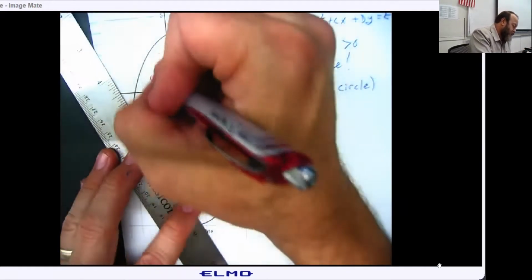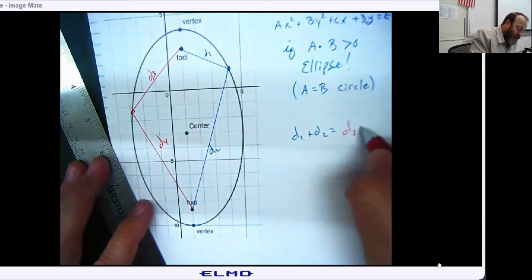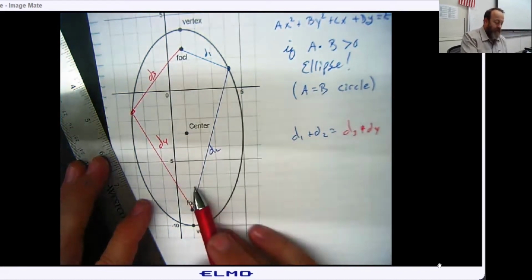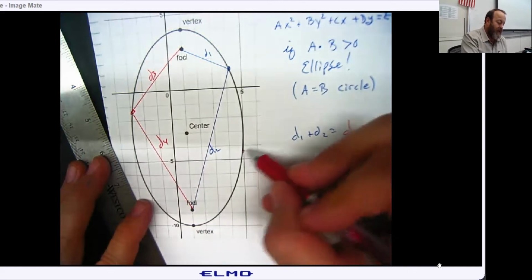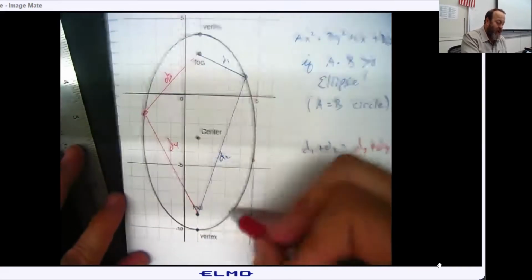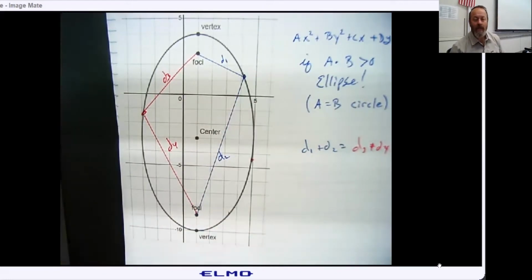As it turns out, what happens is no matter where we go on this thing, the sum of these two would be the same as the sum of those two. And it wouldn't matter if I came to another point down here or further down here. Somehow, when you add those two distances together, you get a constant value.